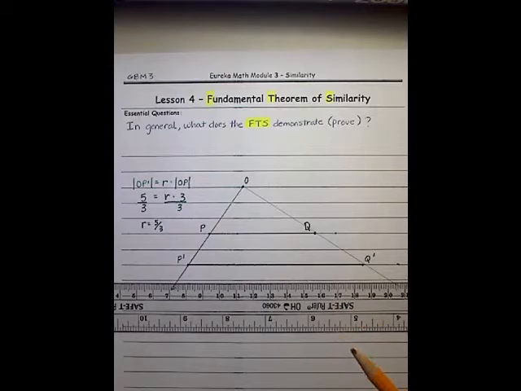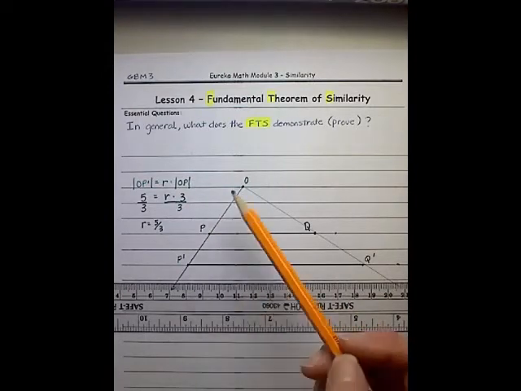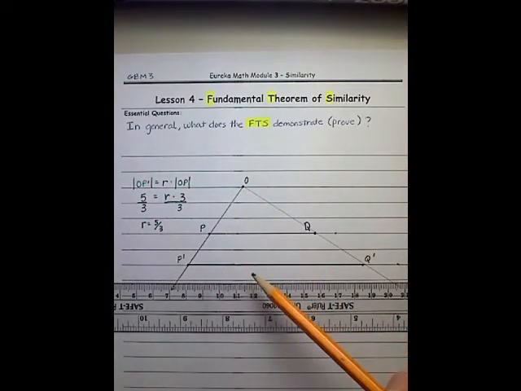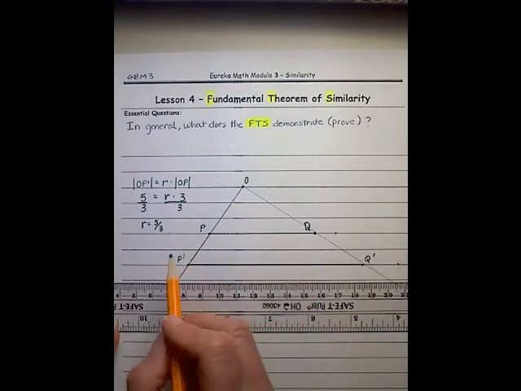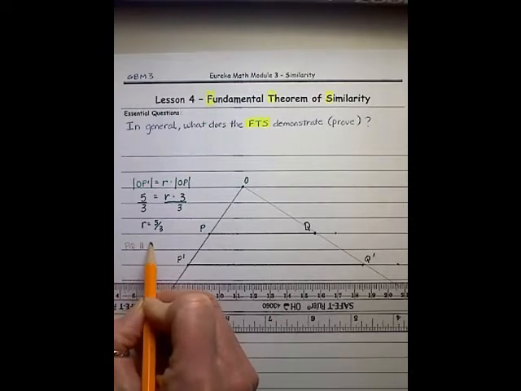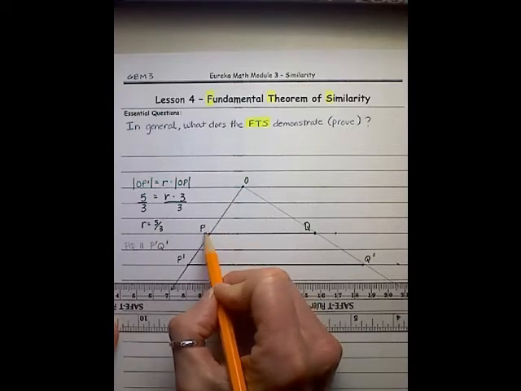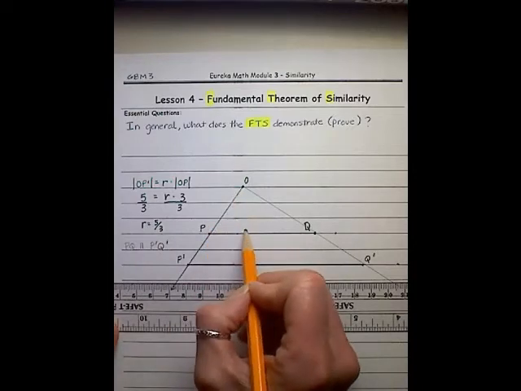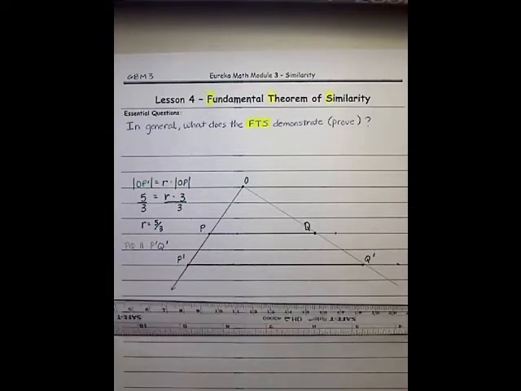Next, let's use our protractor to measure angle OPQ, right here, and angle OP'Q'. Also, let's write down what we noticed about those lines. We know that PQ is parallel to P'Q'. And next, we're going to measure the angles OPQ and OP'Q'. You can pause the video and measure your angles.